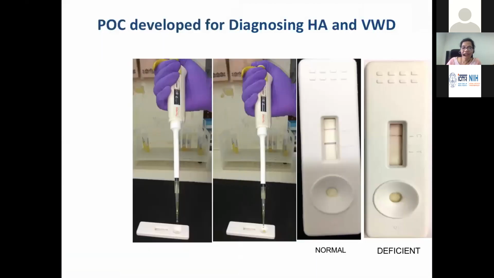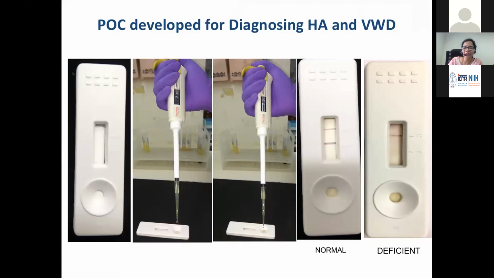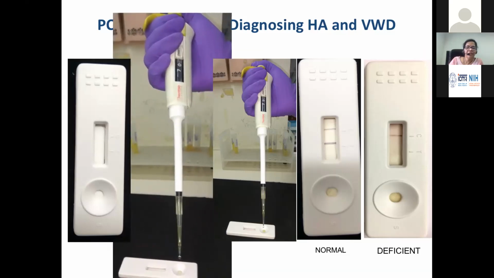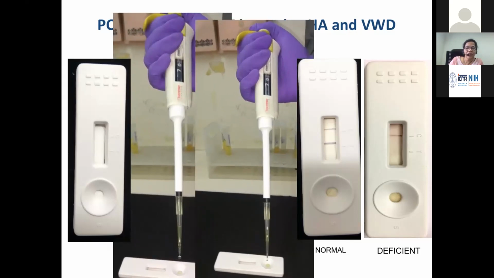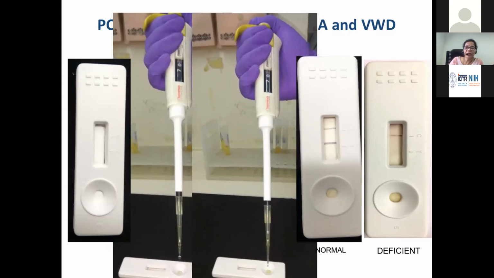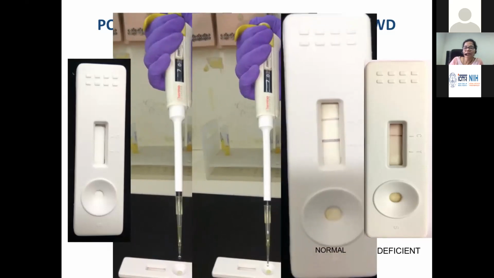And this is how it looks like. You have two kits. You take one normal plasma and a citrated plasma. This is the empty strip fully loaded with the antibody membranes. And you take a strip, add 50 microliter of your normal plasma. Take another strip, add 50 microliter of patient plasma. This is how a normal strip looks like, and this is how a patient with severe or moderate hemophilia will look. You don't have any line in the test.